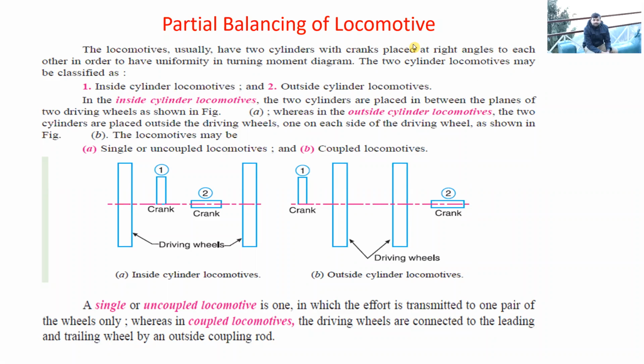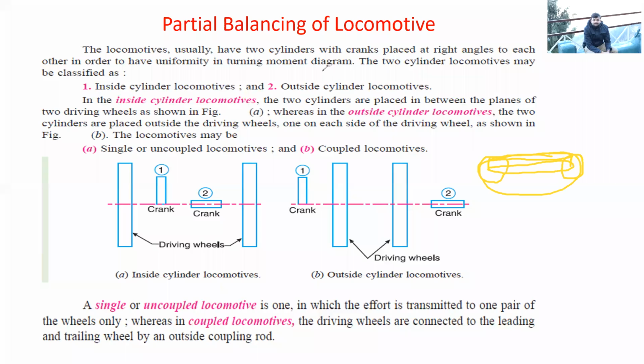Now, this is in continuation to that only, the partial balancing of locomotives. Locomotive, as you might have seen, the old steam engines, or in today's train engines also, if you see the side view, this is a wheel and this is another wheel. Internally they will be connected like this, and there is also another link connected like this. When this rotates, this other link also rotates. This will go like this and this.